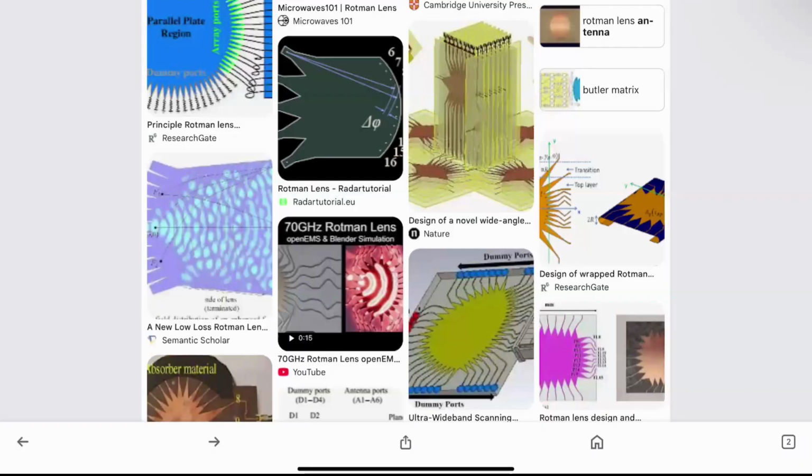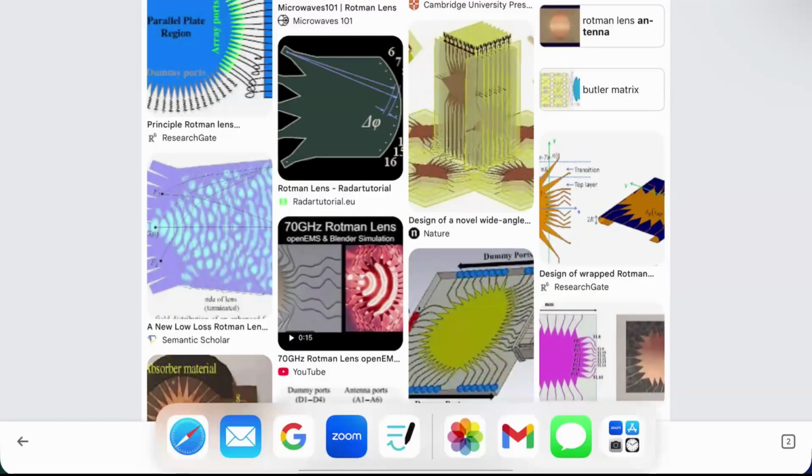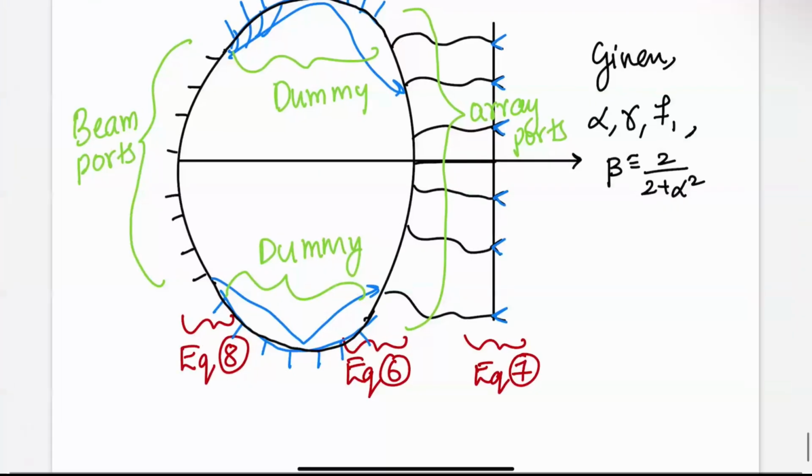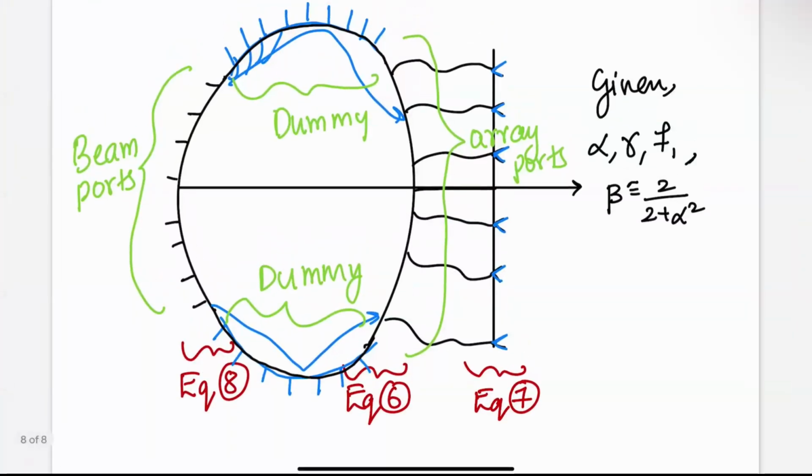All right, next let's go back to our notes. I'll stop the discussion of the theory right now, but in the next video we'll implement equations 6, 7, and 8 in a MATLAB code that generates a 2D model of a Rotman lens. We'll import that into HFSS, design a Rotman lens, excite ports, look at the beam steering and the side lobe levels, and play around with some designs.